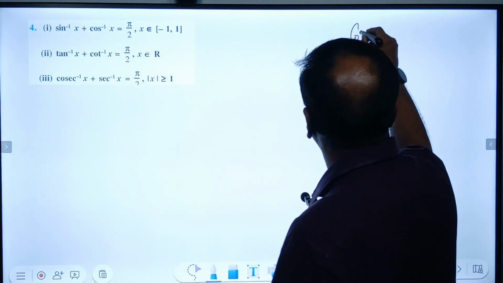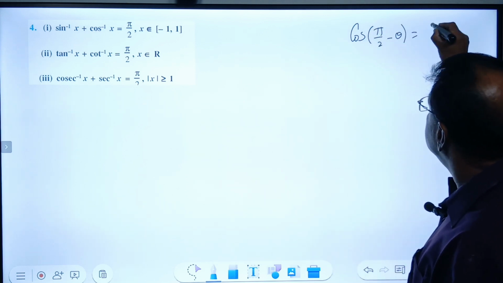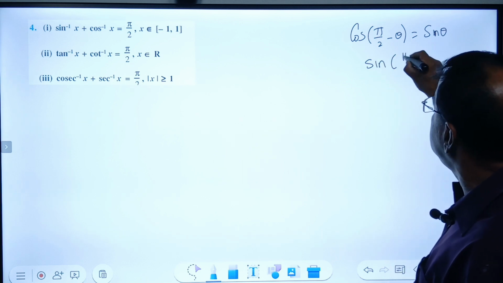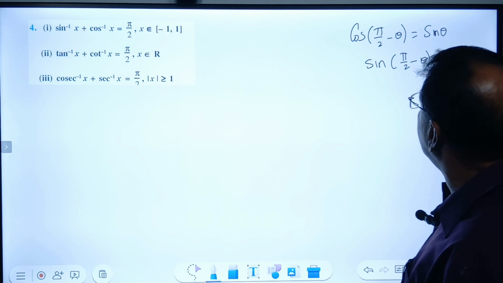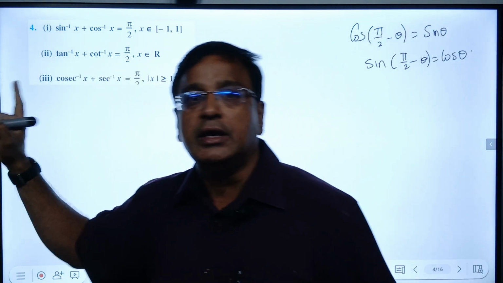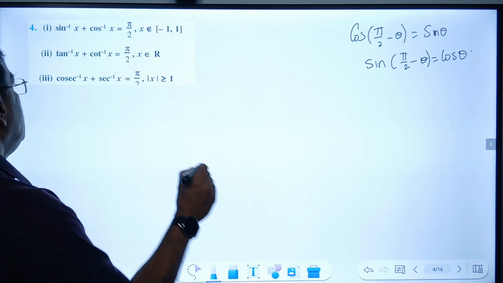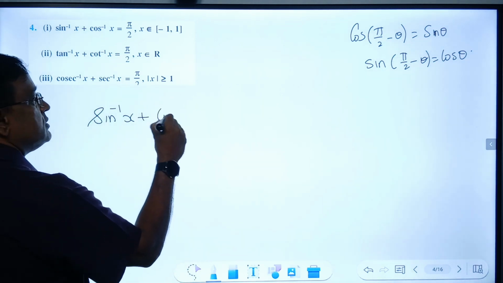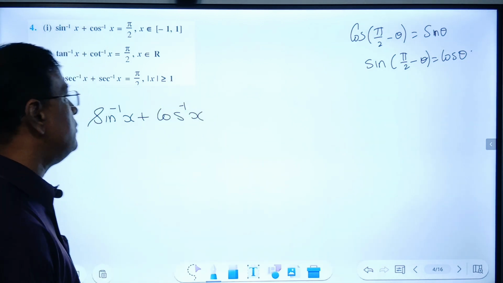You have done something similar to this, like cos of 90 minus theta is sine theta, complementary angles, or sine of 90 minus theta is cos theta. This is what you have studied in trigonometry. I am going to apply the same thing here also. Now, how am I going to do that? Watch this. You see, this is sine inverse of x and cos inverse of x. I want to prove that it is pi by 2.